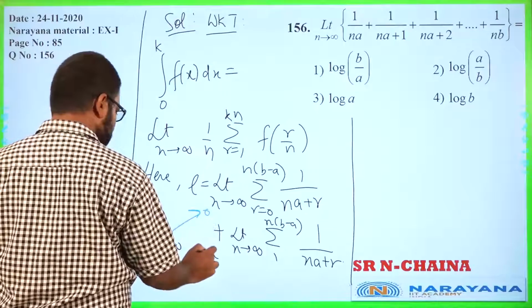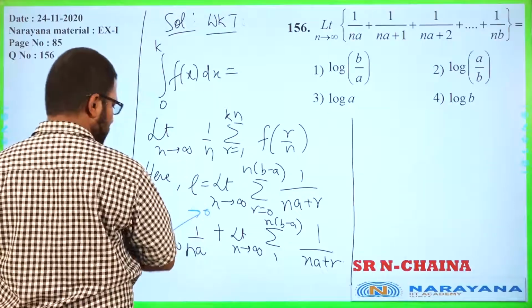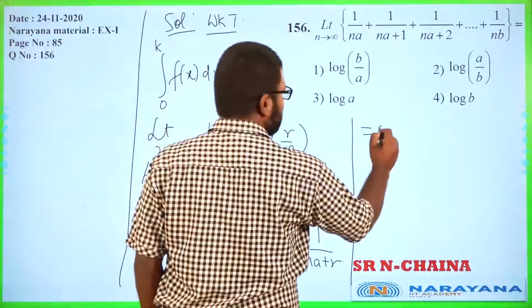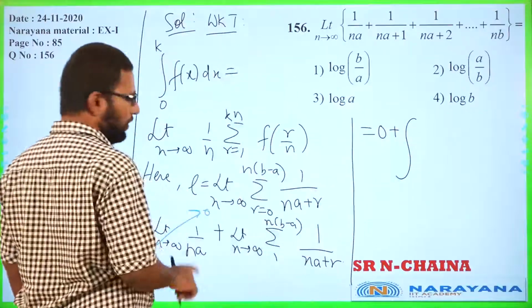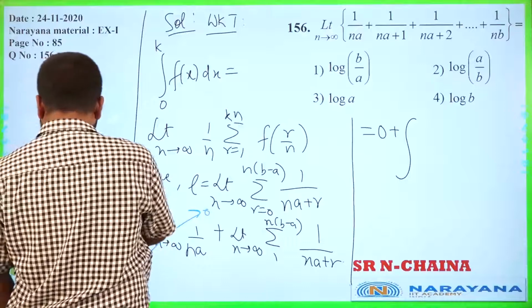Let me write this a bit closer, avoid confusion. Okay. So this whole thing then becomes equal to 0 plus integral. Not yet, because for integral I need a 1 by n outside. So remove that.